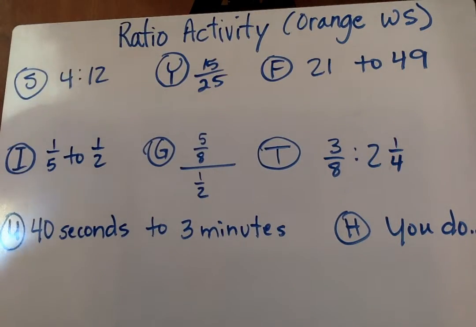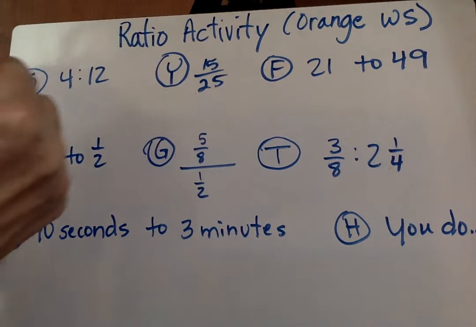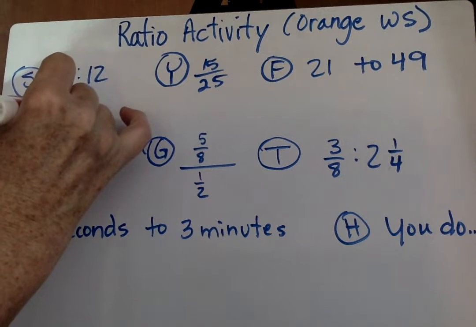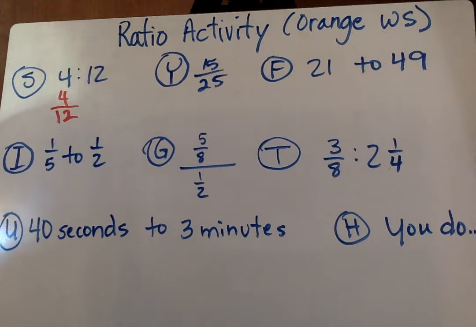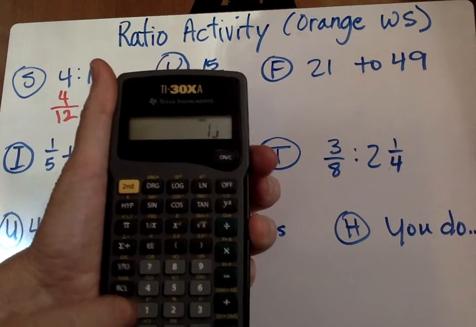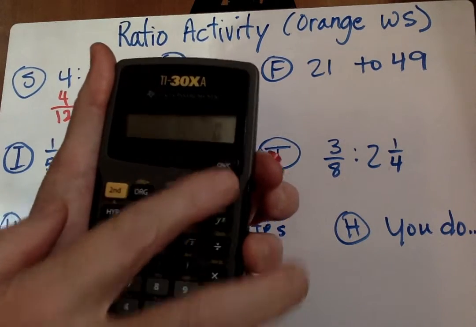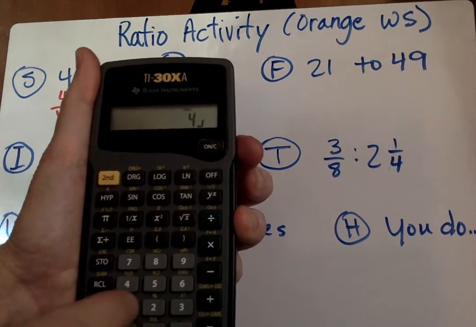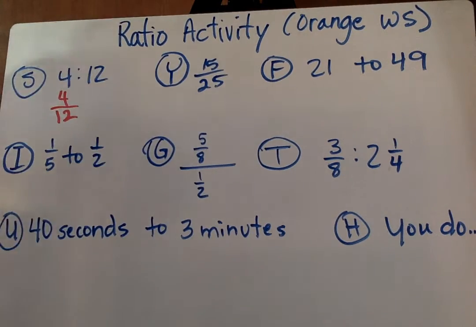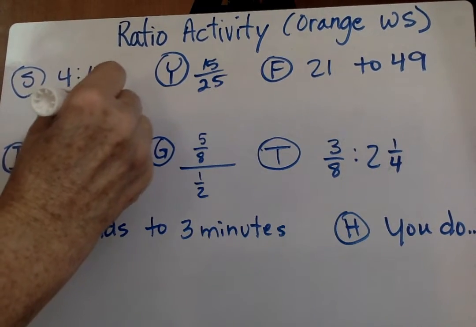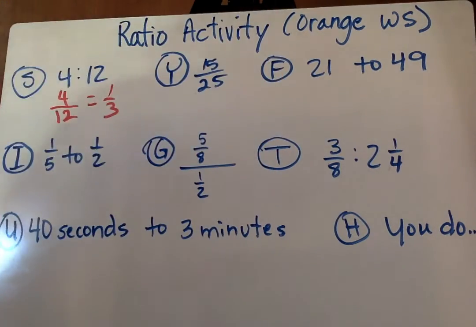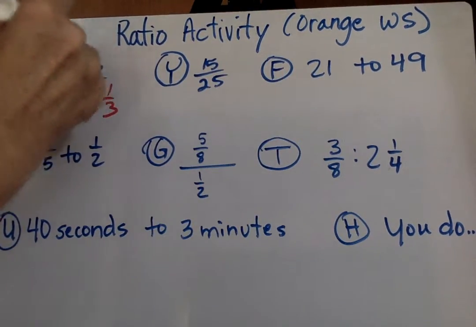So, first one is S, 4 to 12. So again, we write that as a fraction, 4 over 12. Now we want to simplify that. So we take our handy dandy calculator, 1, ABC 3, 4, ABC 12, and that equals 1/3. Now we look over here for 1/3 and we see that it is 5. So wherever there's a 5, you put an S at the bottom.